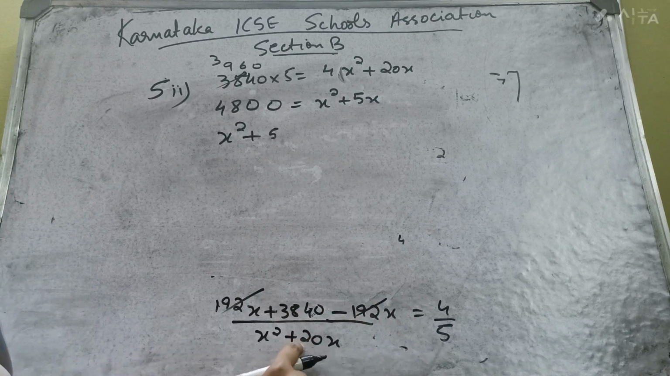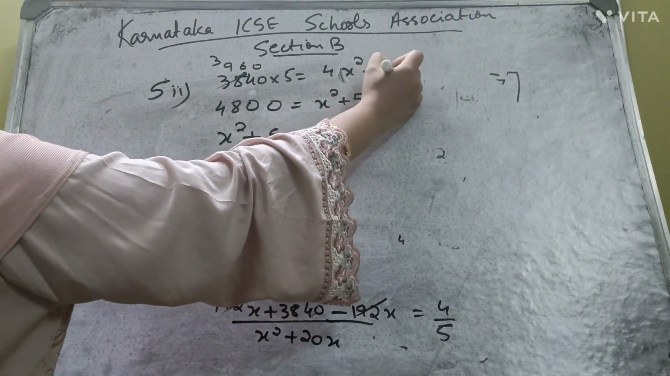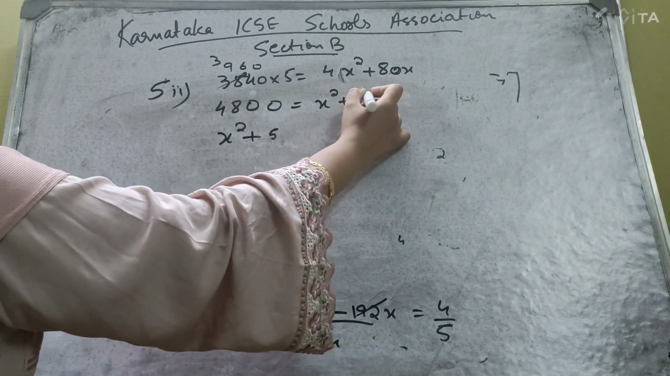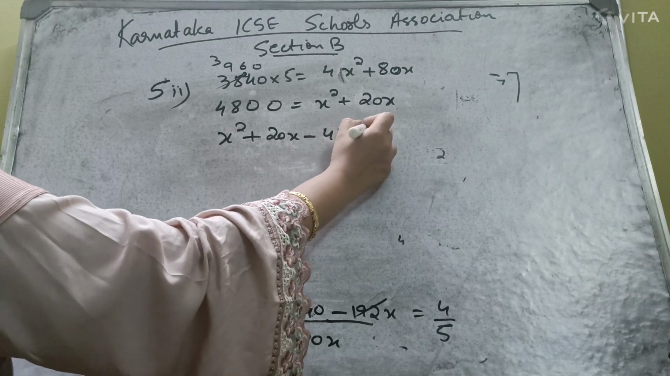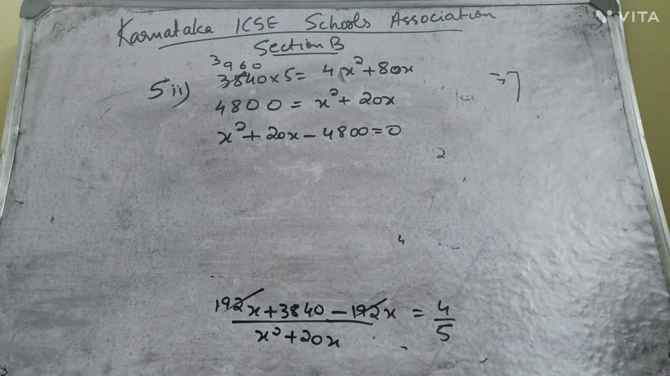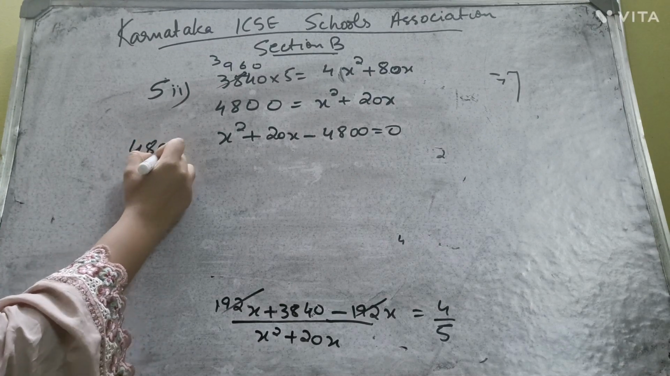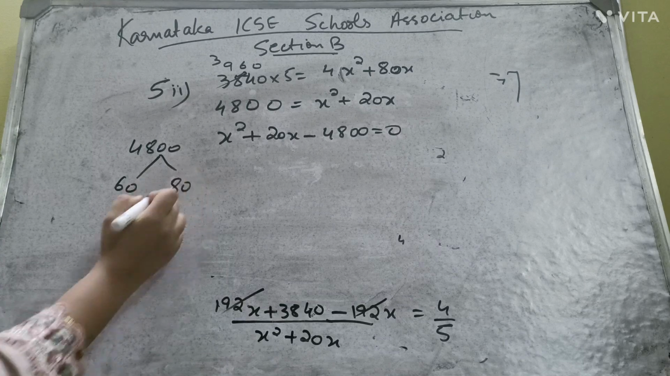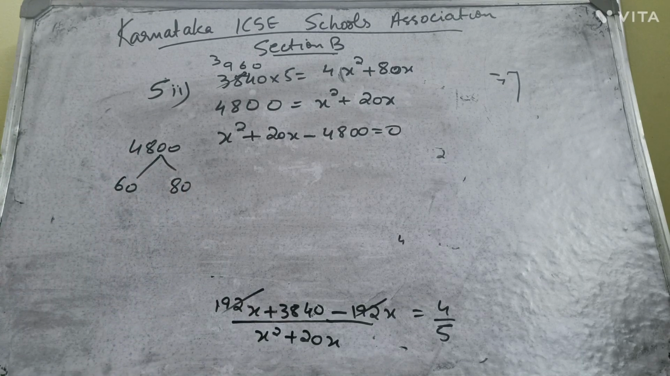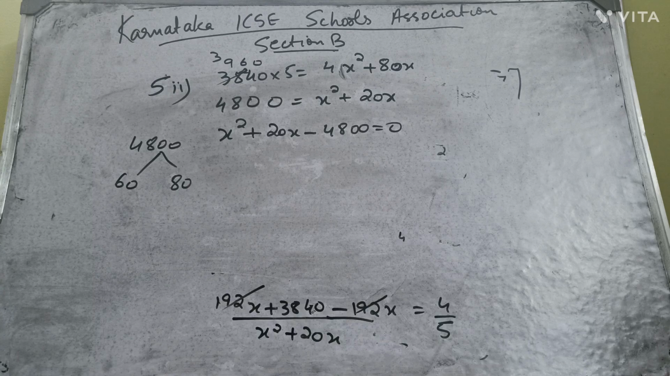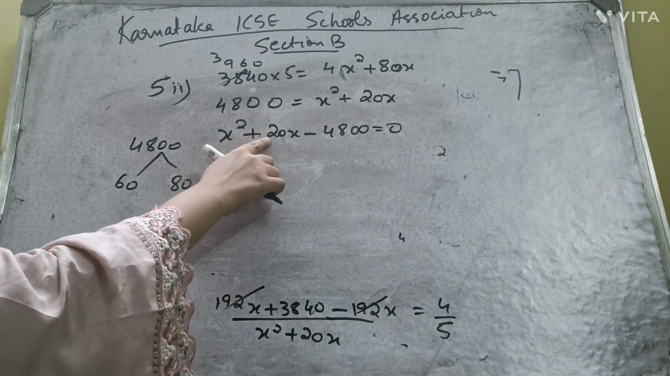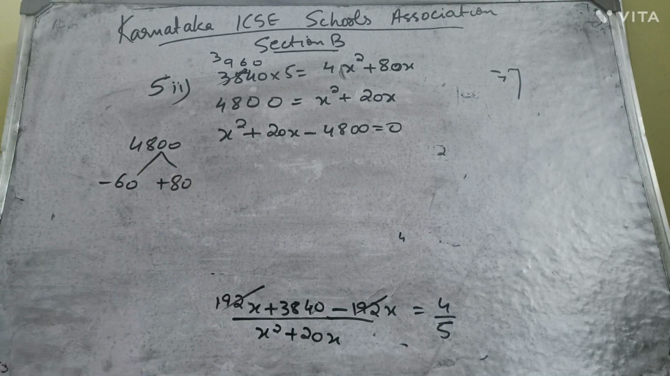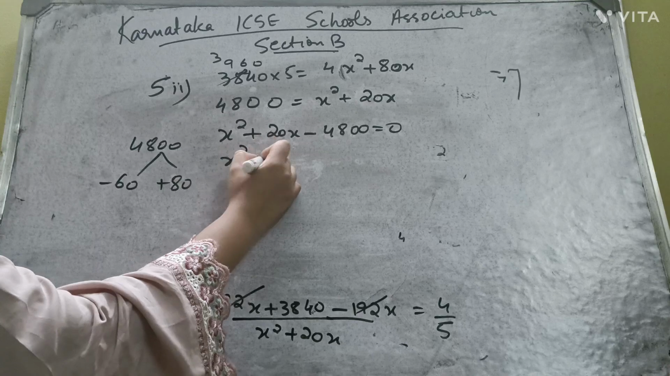Write it in a quadratic form. I haven't multiplied 4 into 20, so this is 80x. So on reducing it by 4, this is x square plus 20x minus 4800 equal to 0. Alright, you need to factorize this further to find the value of x. So 4800 will split as 60 into 80. So when we multiply, we get 4800. Okay, so here you split, and when you add and subtract, you will get 20. So we need plus 20, so 80 is going to be plus and 60 is going to be minus.